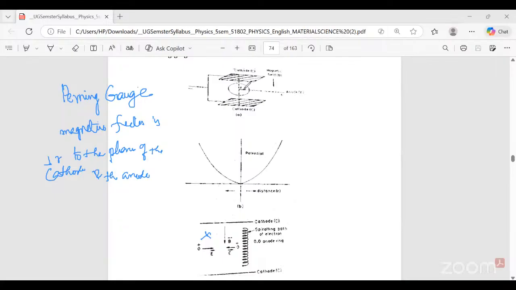A small filament is placed behind an off-axis hole in one of the cathode plates. The filament is heated to provide electrons to start the discharge and turned off once the discharge is running. So this is about the Penning gauge which we have.